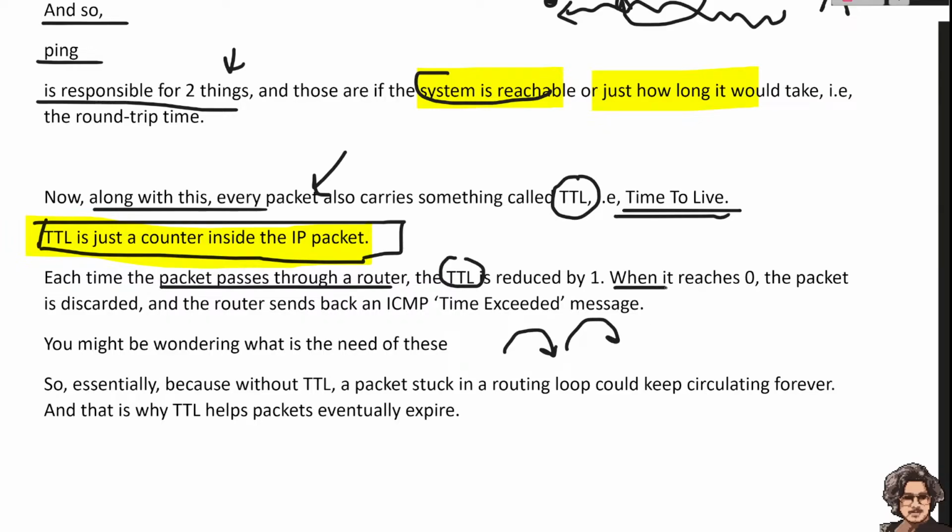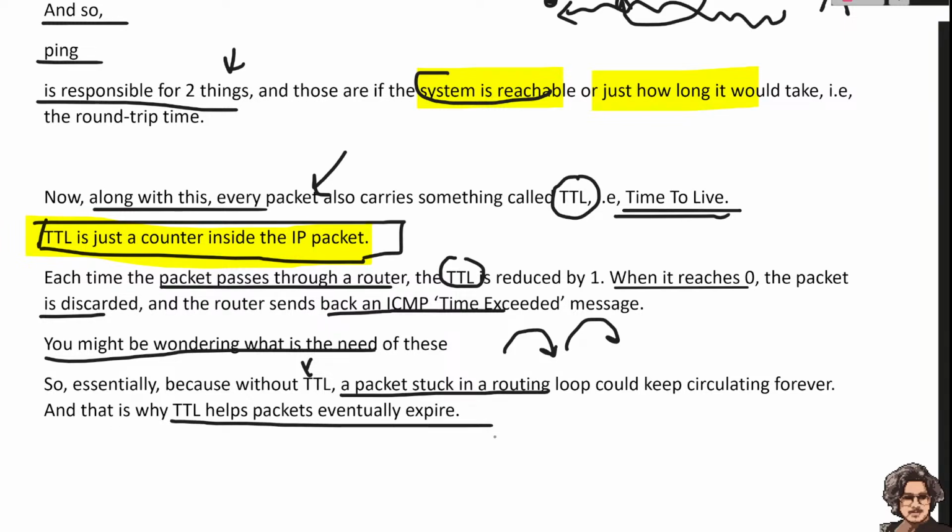When it reaches 0, the packet is discarded and the router sends back an ICMP time limit exceeded message. You might be wondering what the need for this is. Essentially, without TTL the packet would get stuck and keep circulating forever in the network, and that is why TTL helps the packet eventually expire. If we don't put a restriction on the packet, it keeps moving in circles, so we have to decide when it expires.